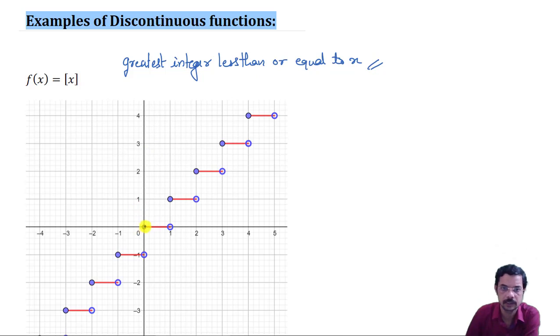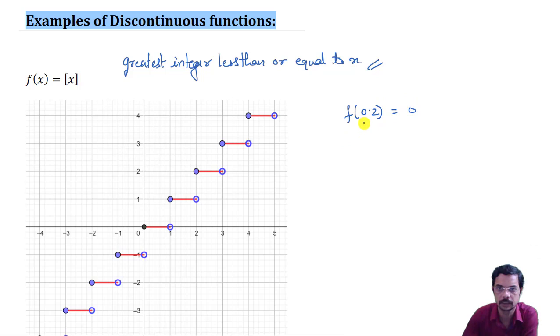So when x is 0.1, y will be 0. When x is 0.2, y will be 0. When x is 0.3, y will be 0, because 0 is the integer which is less than or equal to those points. Say for example, f of 0.2. What is f of 0.2? It will be 0.